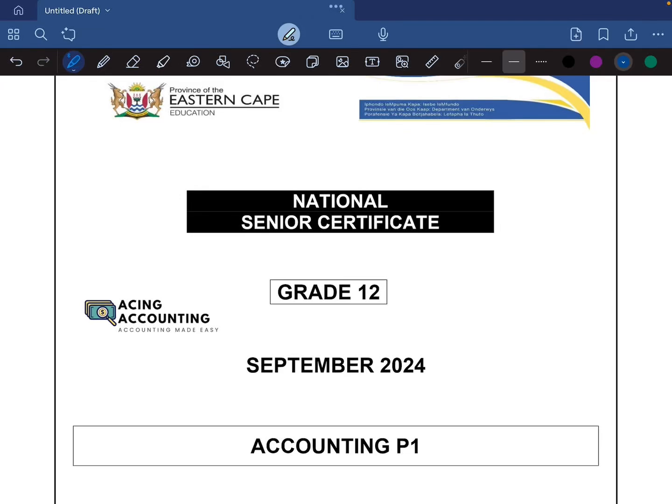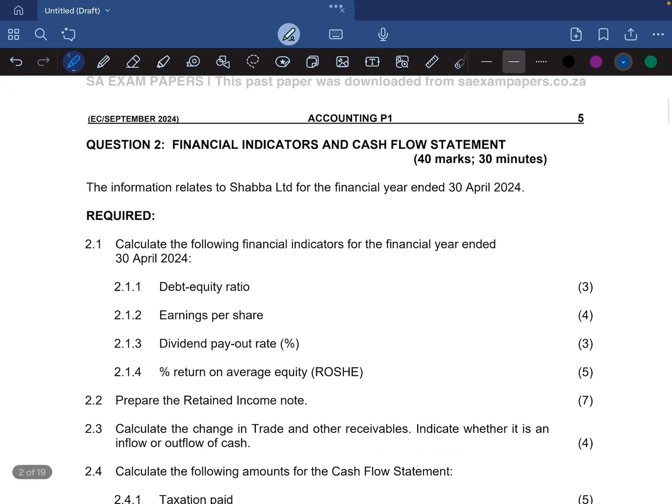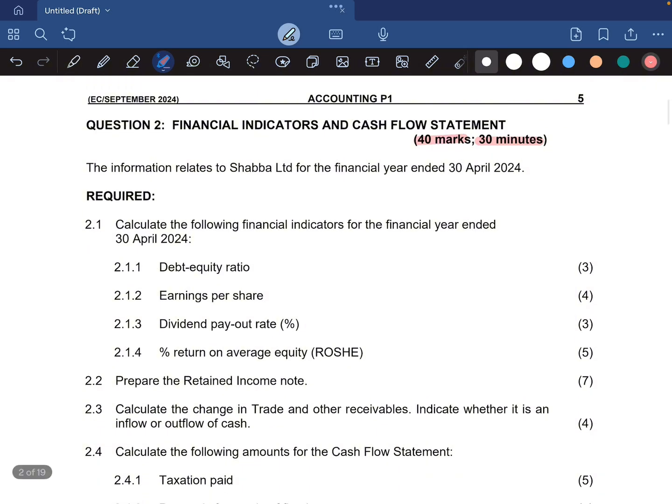Today we're looking at the September 2024 accounting paper 1, written in the Eastern Cape province. We'll specifically be looking at question 2, which is financial indicators and the cash flow statement. The question was allocated 40 marks to be completed in 30 minutes. The information relates to Shaba Ltd for the financial year ended 30 April 2024.